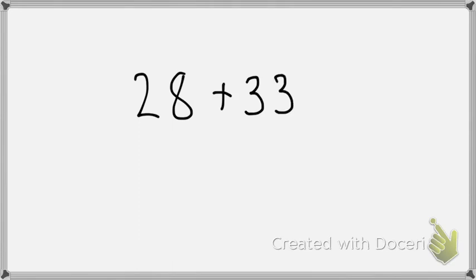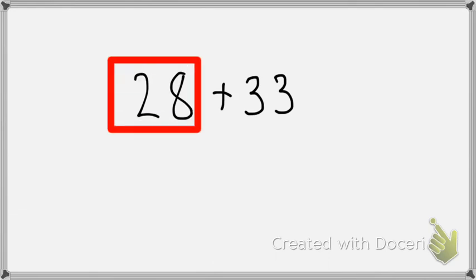This time, let's say we had 28 plus 33. Now, this time you can also round one of these numbers by taking it away. Now, I could take the 28 and turn it into 30. I could do that. I could plus 2 onto the 28. But that's probably what I should do.